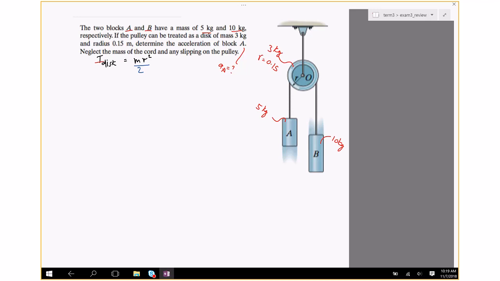Okay, so intuitively, B is heavier than A, so B has to move downwards, A will move upwards, and it's fine to assume a direction like this.